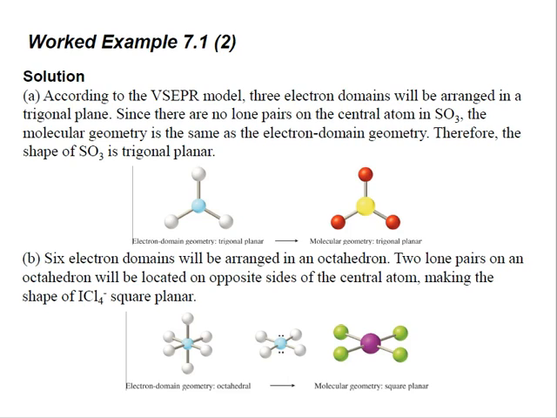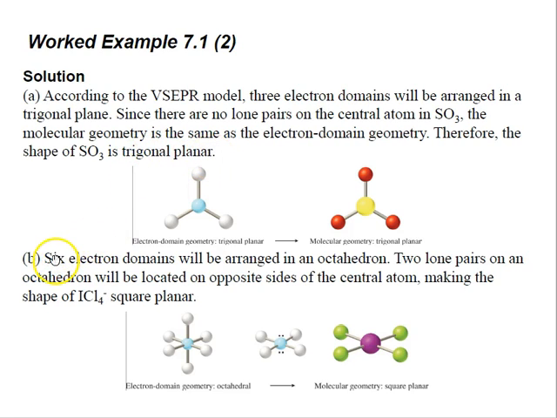All right, so for part A, according to the VSEPR model, and that stands for valence shell electron pair repulsion, VSEPR, with 3 electron domains, you'll arrange those in trigonal planar type geometry. Since there are no lone pairs on the central atom in sulfur trioxide, the molecular geometry will be the same as the electron geometry. Therefore, the overall shape will be trigonal planar.